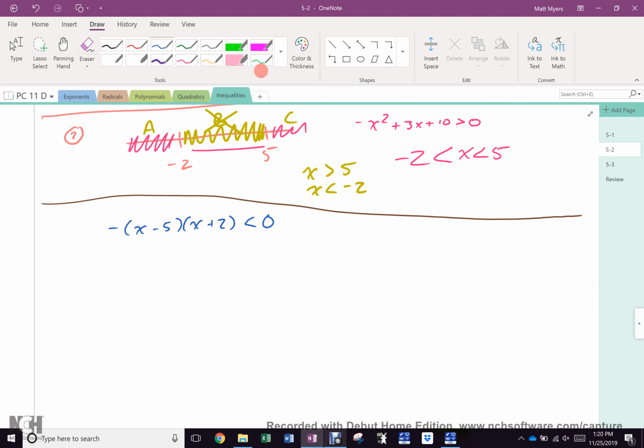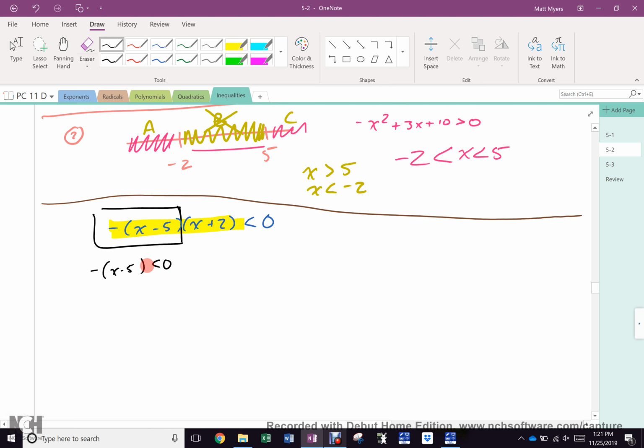Which means this side of the equation, inequality I mean, would have to be negative, correct? The only way to make that negative is if one of those factors is negative, right? So our options are this side, negative x minus 5, would have to be less than 0, right? If that side's negative, then what would this side have to be? Would have to be greater than 0. Because if that was negative and that was positive, we'd have a negative answer, right? Does everybody follow me?